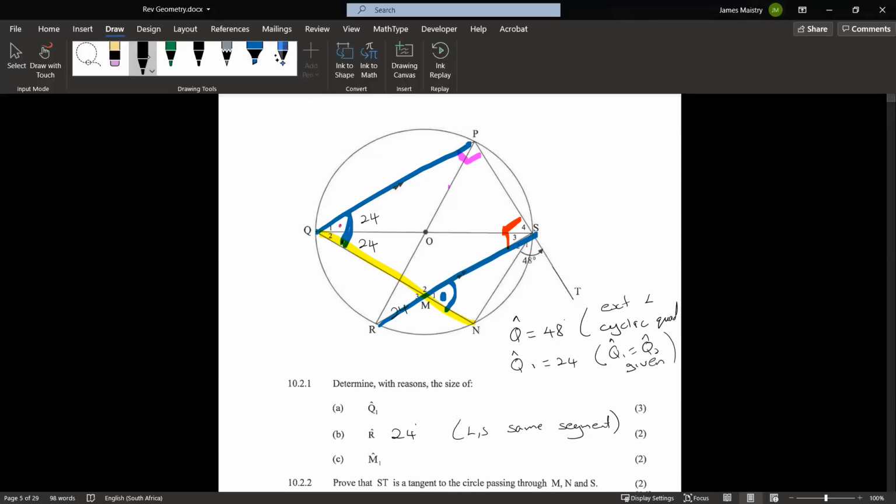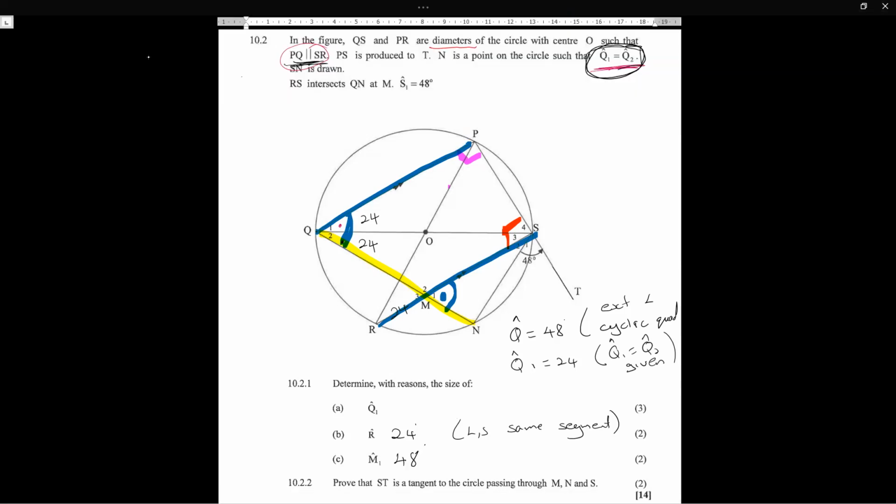Are we in agreement? Yes, sir. So that has to be 48 degrees. And your reason there would be equal corresponding angles, QP parallel to RS.